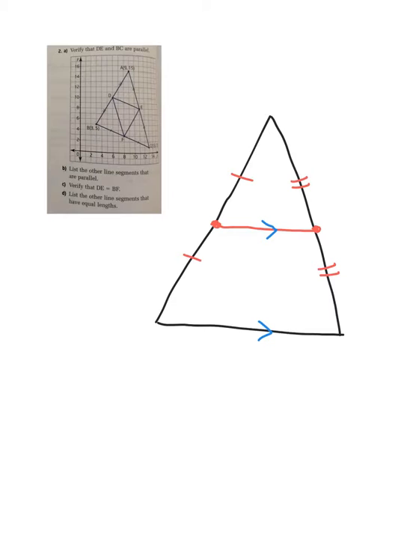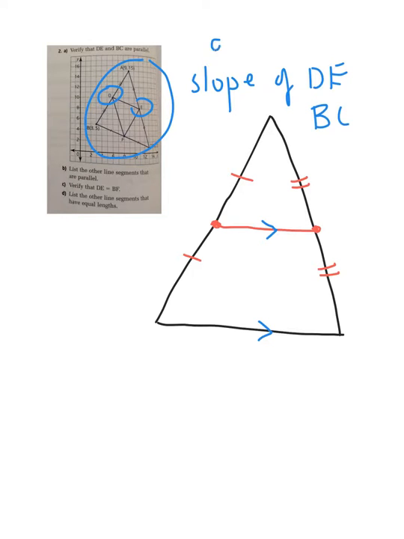So you've got to look at this diagram here and find out which lines are the midpoints that connect, and list, B says list the line segments. Now going back to A, I've missed A, verify that DE and BC are parallel. So you've got to find point E and point D, find the slope between the two. So slope of DE and then the slope of BC, and if they're equal, they're parallel.